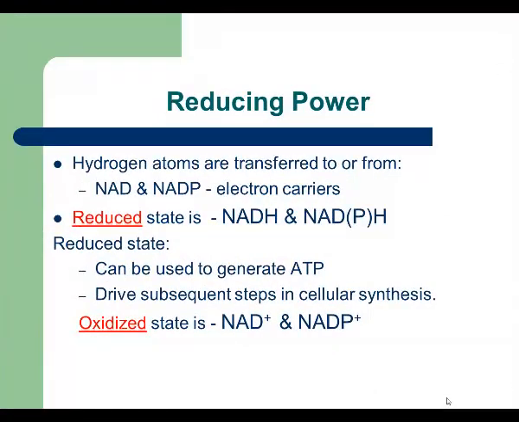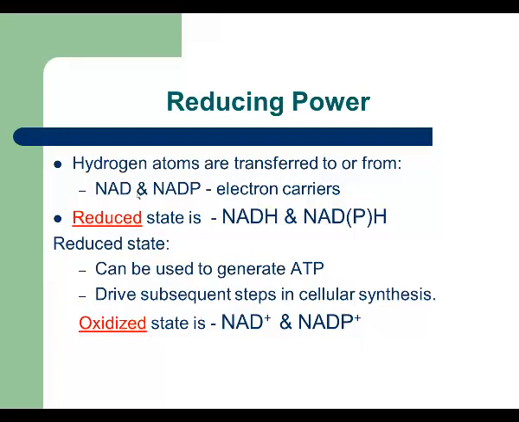As I said, within a redox reaction in biochemistry, hydrogen atoms are transferred from one substrate to another, or from one compound to another, by electron transport carriers, and those are NAD or NADP molecules. Because electron carriers can accept a hydrogen atom or give it away, they can exist in two forms or two states: reduced state and oxidized state.